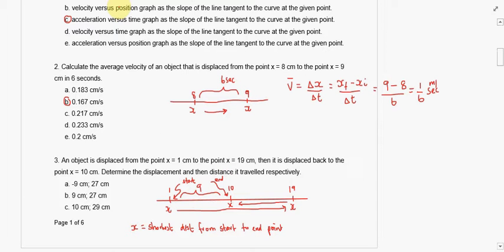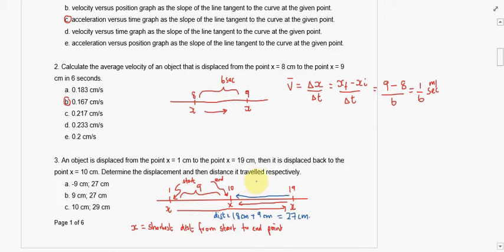Okay, if I'm looking for the total distance covered, well, I went from 1 to 19, so that total distance is equal to 18, and since we're dealing with centimeters here, and then I went and covered an extra 9 on top of that, so the total distance would be 18 plus an extra 9 centimeters, which gives me a total of 27 centimeters.